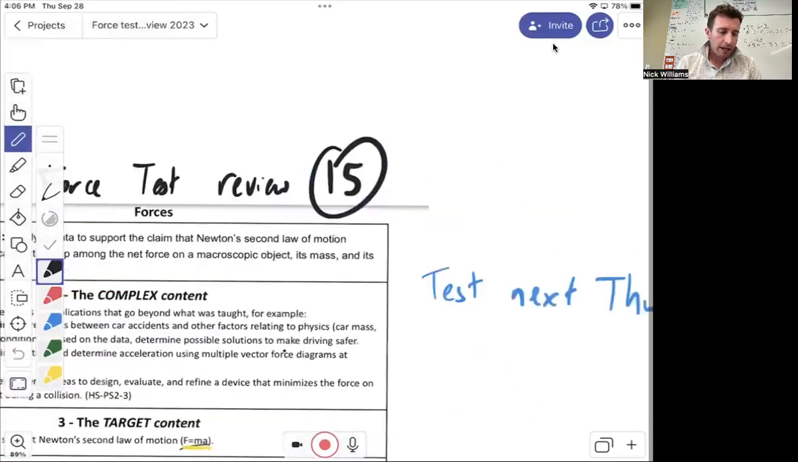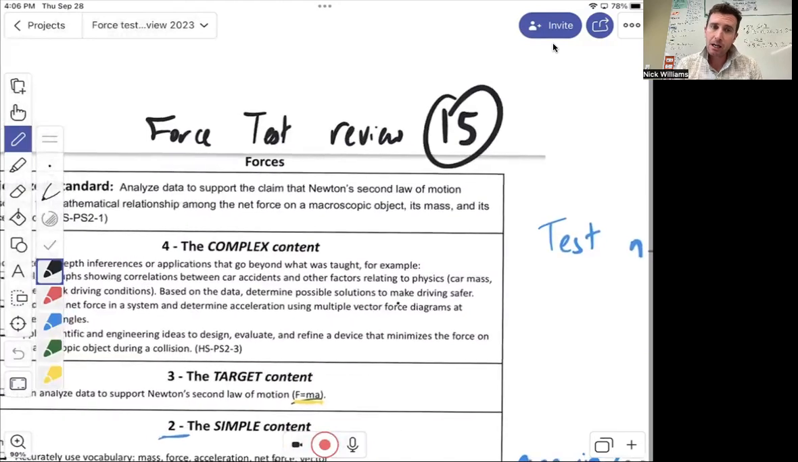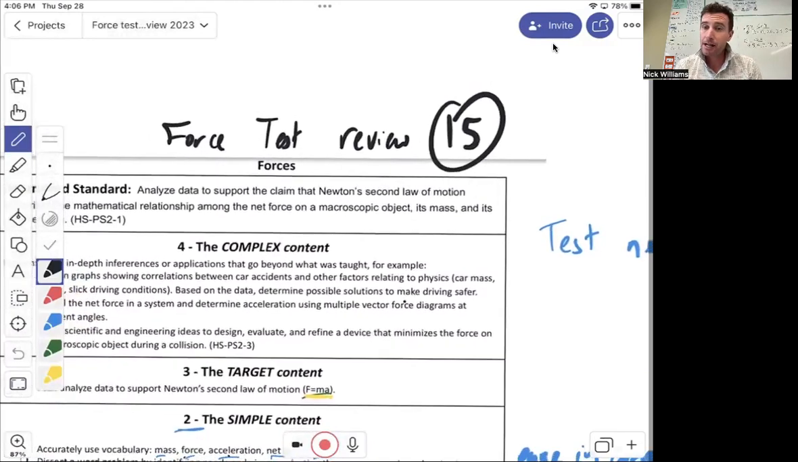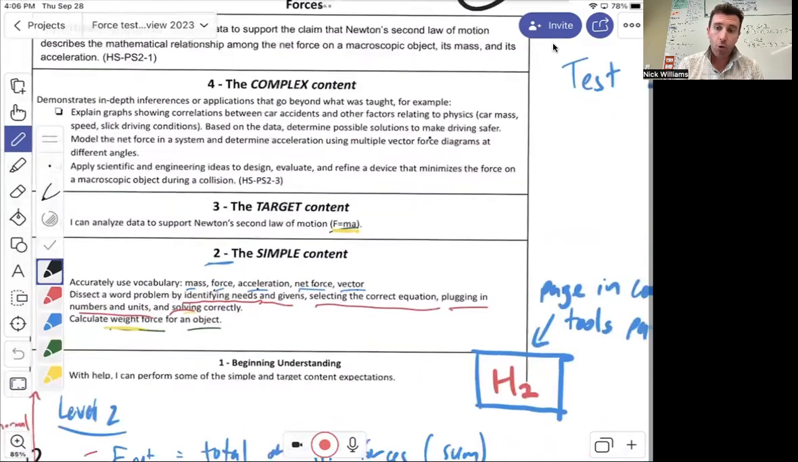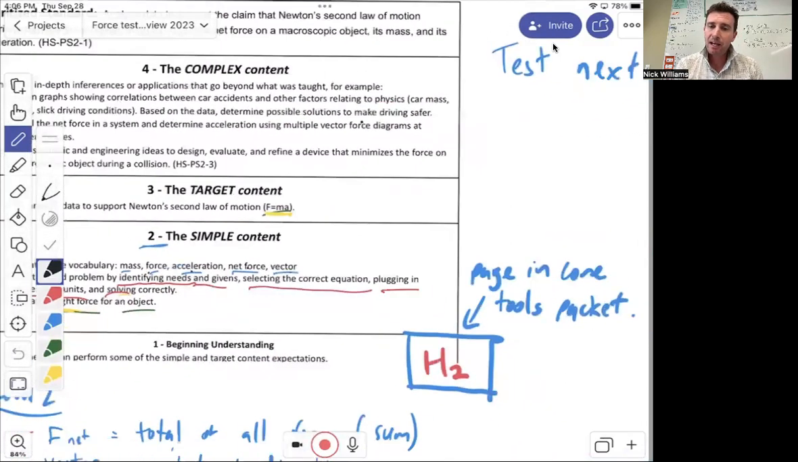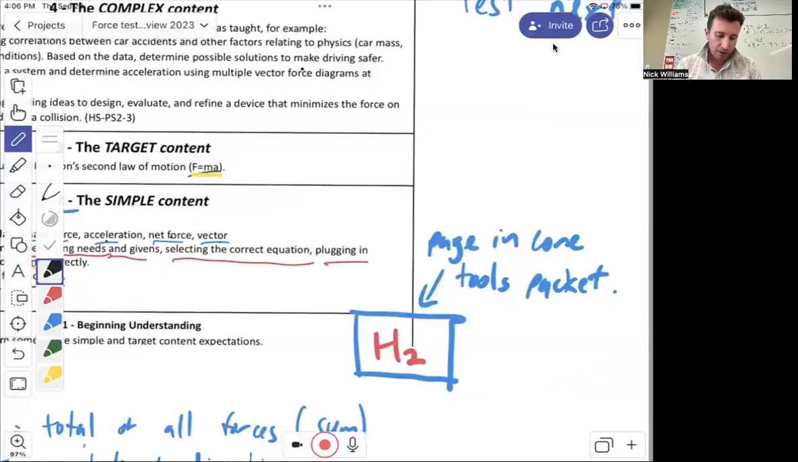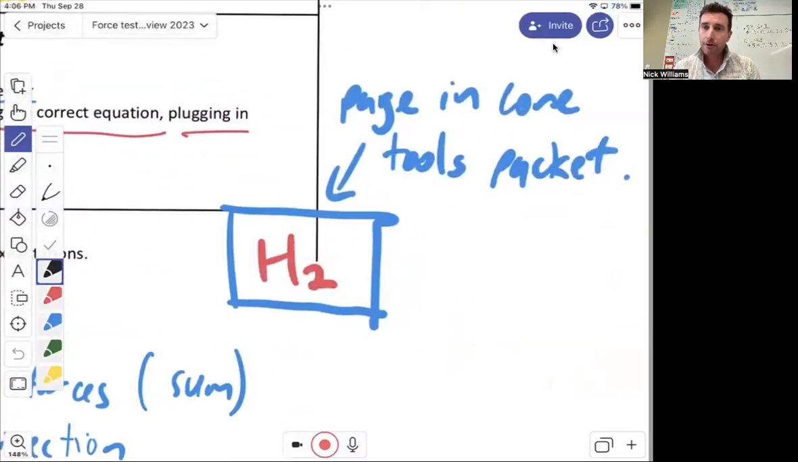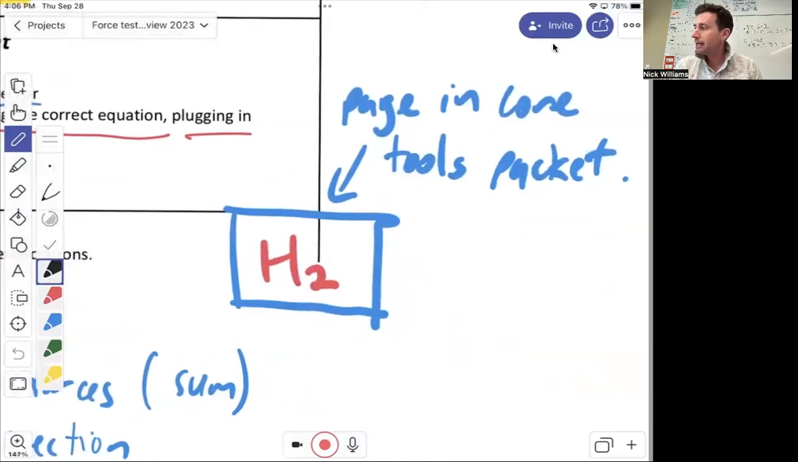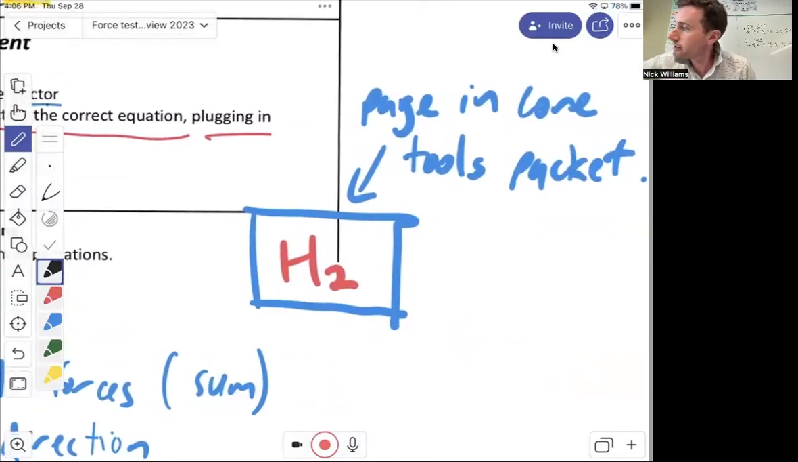So we're going to do this on page 15 of your science notebook. That should be your next available page. And I'd like you to please open up your core tools packet to page H2. So the H pages are all of our proficiency scales for your core tools packet. Your core tools packet is the one that looks like that.